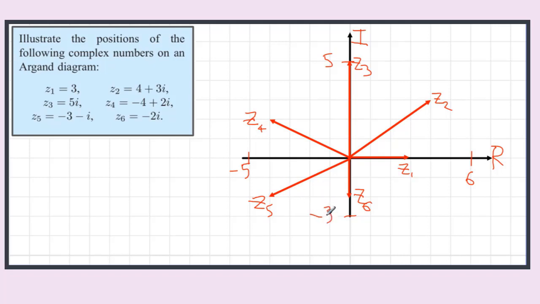Okay, so just representing the numbers on the Argand diagram, very simple. Just remember the x-axis is the real part, the y-axis is the imaginary part.